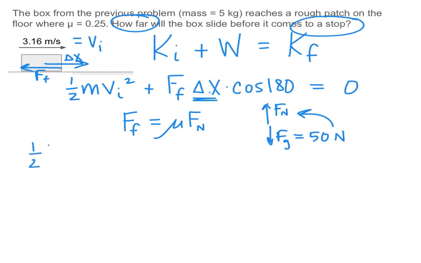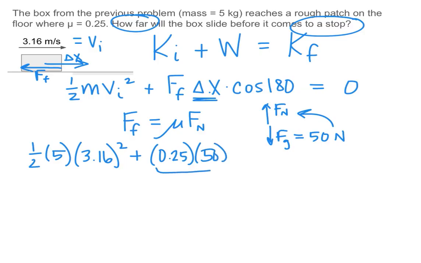So 1/2 times 5 times the speed at the start of this section plus mu 0.25 times the normal force. Okay, so this thing all together is our force. And then I don't know how far it's moving, that's my displacement. And then we have the cosine of 180, which is -1.